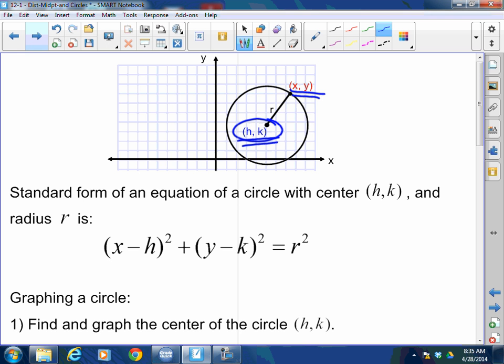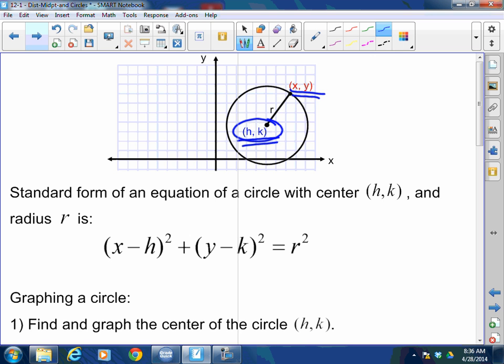What is the formula that is driving this circle? Well, it's very simple. The standard form of an equation of a circle with center (h, k) and radius r is (x minus h) squared plus (y minus k) squared equals r squared. Why is the h attached with the x? Because x is left or right, right? It's horizontal. Why is the k attached with the y? Because it is vertical. It is up and down. You with me there, guys?